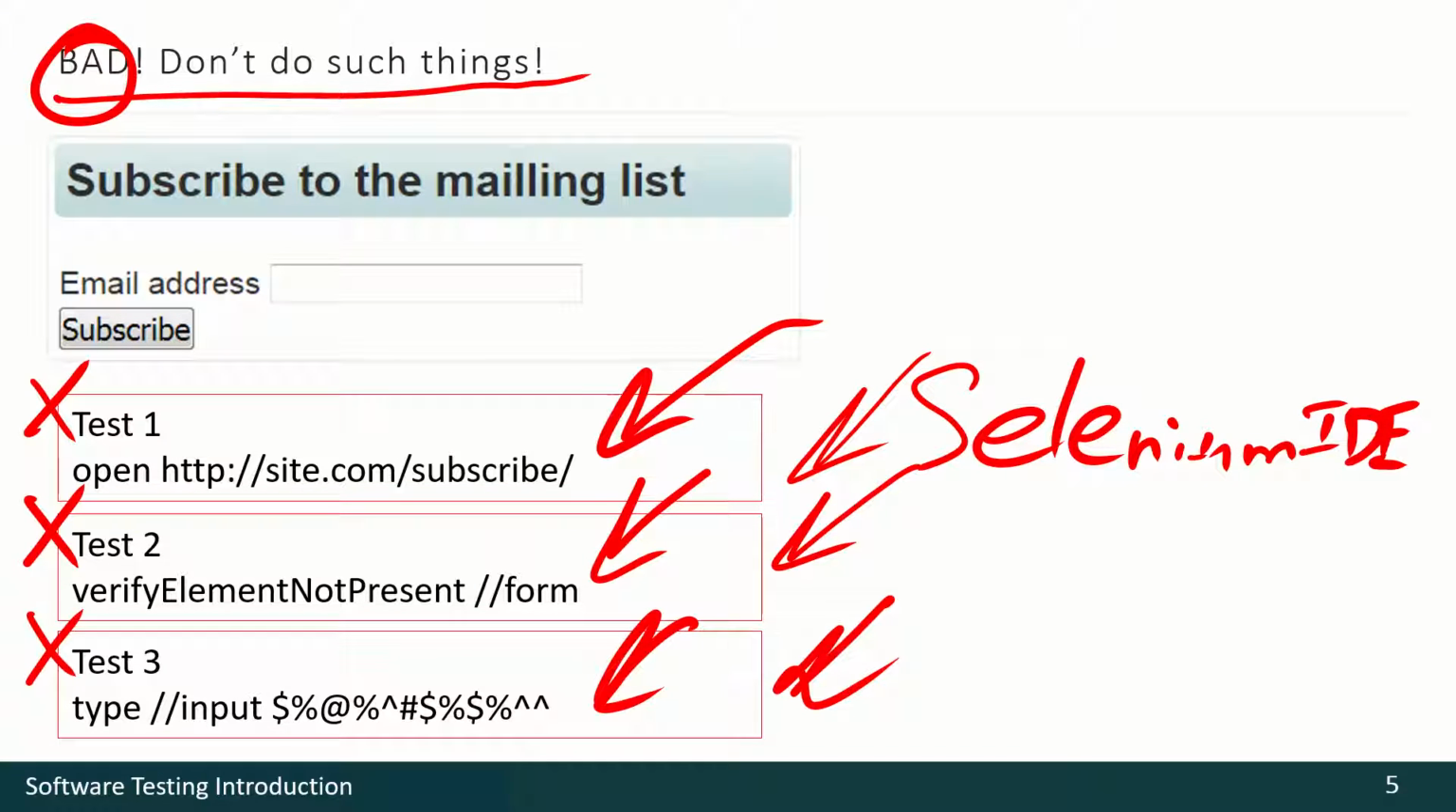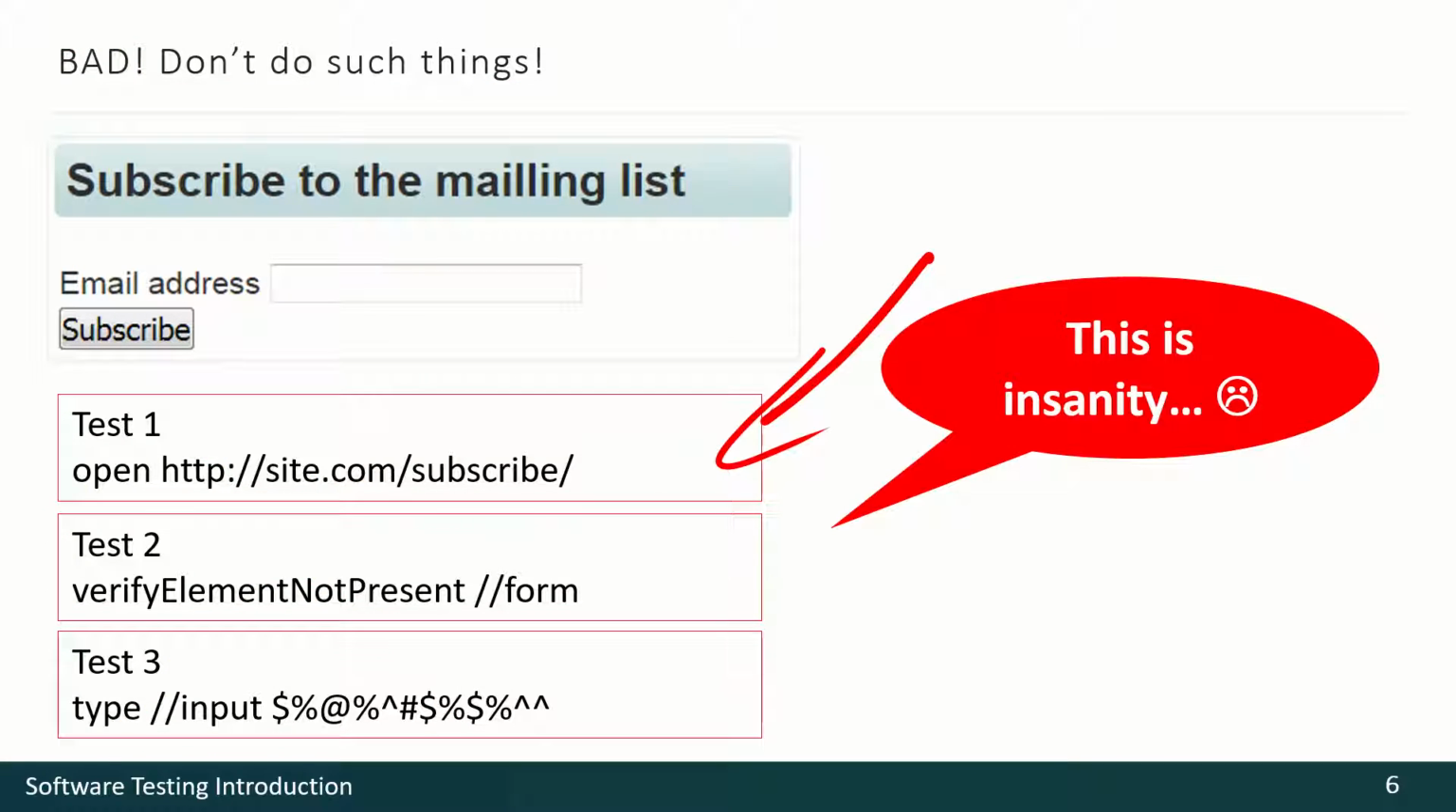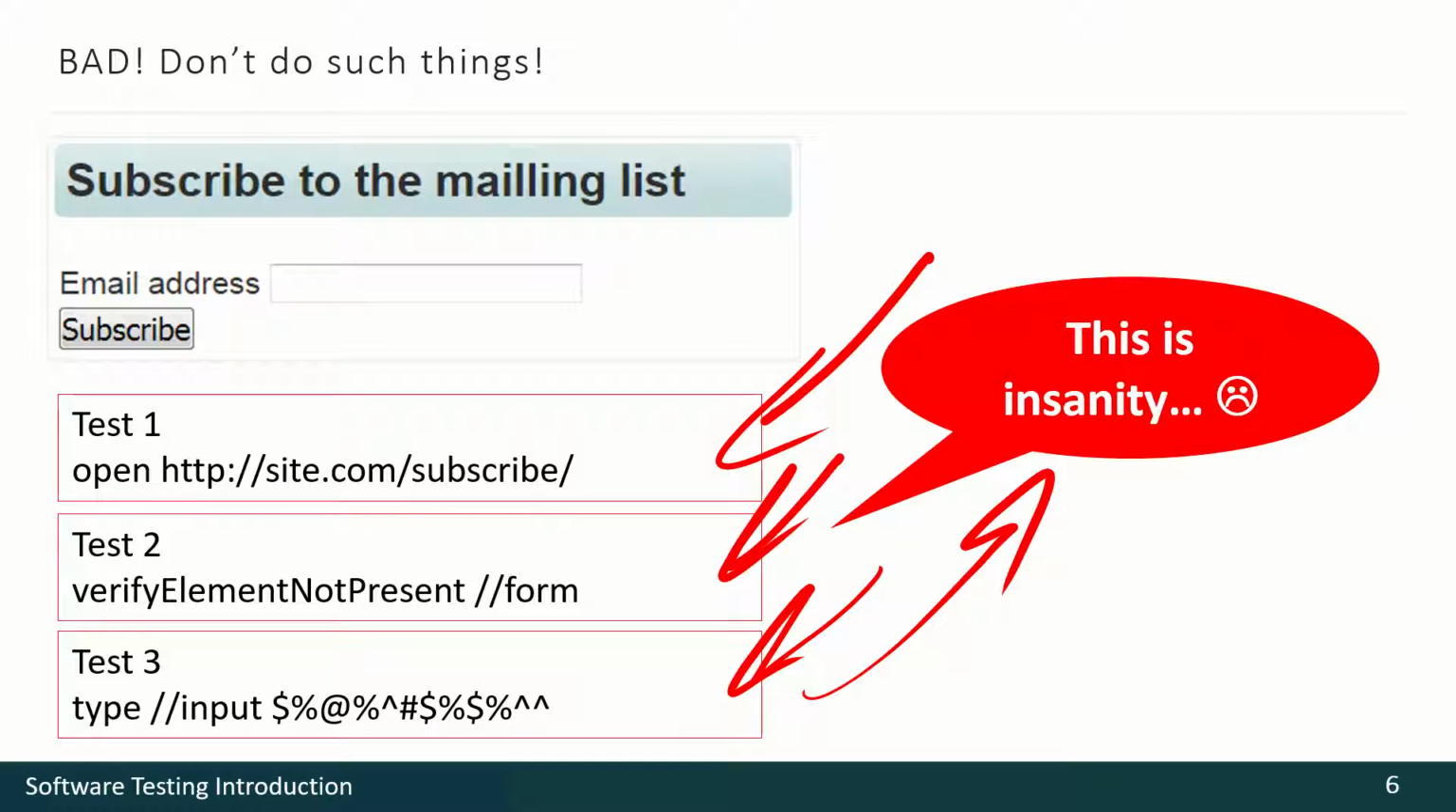But someone had spent his time on writing them. Someone else had spent his time on reviewing them. And now we see that those tests are bad. Do not do such things, because this is really a kind of insanity. All those tests cannot help us to improve the application quality. All those tests are really bad. And now we shall talk about why.